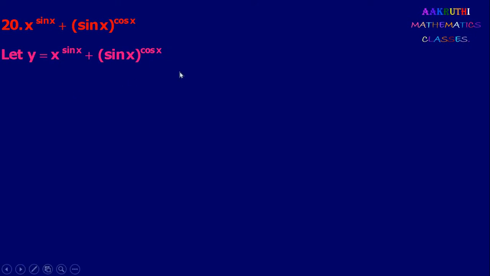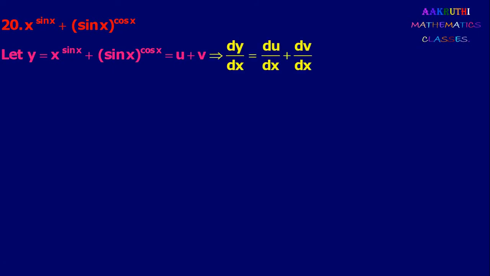Applying log on both sides directly, it is not possible. So take it as u and v. So take y equal to u plus v. Then dy by dx is du by dx plus dv by dx. Find du by dx and dv by dx separately. Now here u equal to first term, it is x to the power sin x.